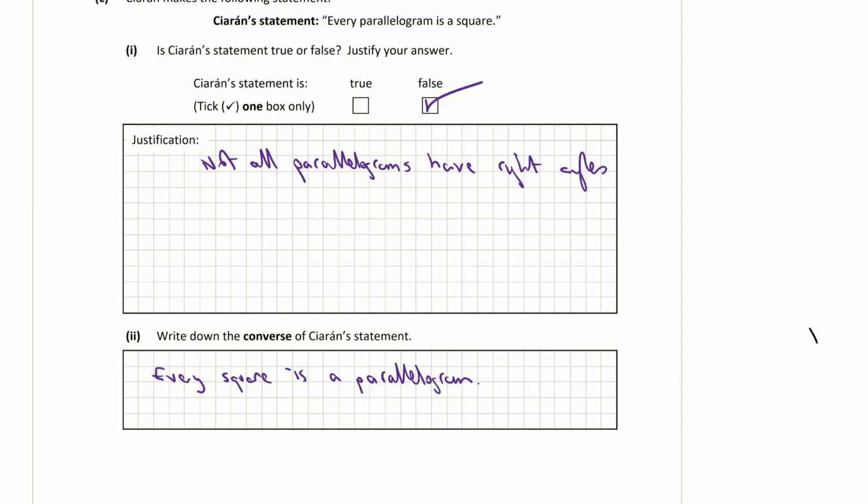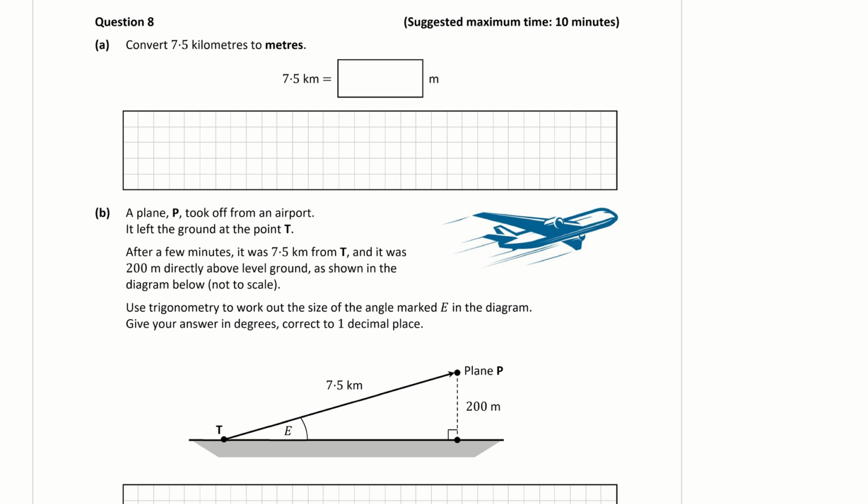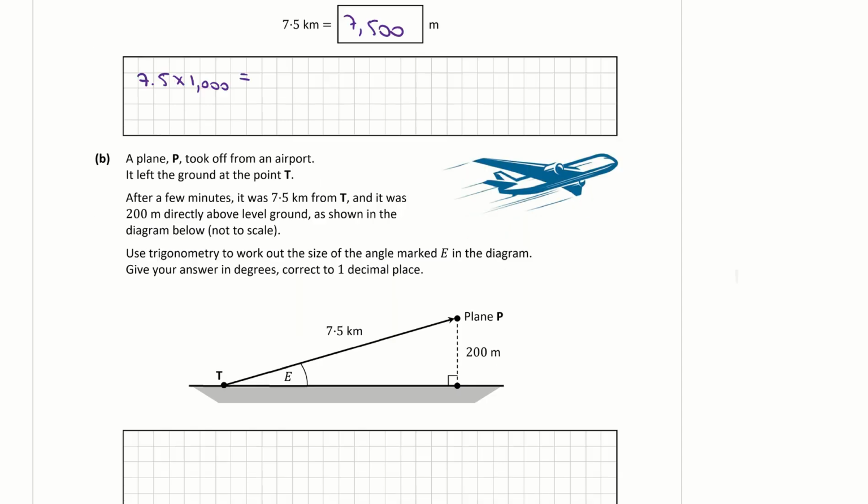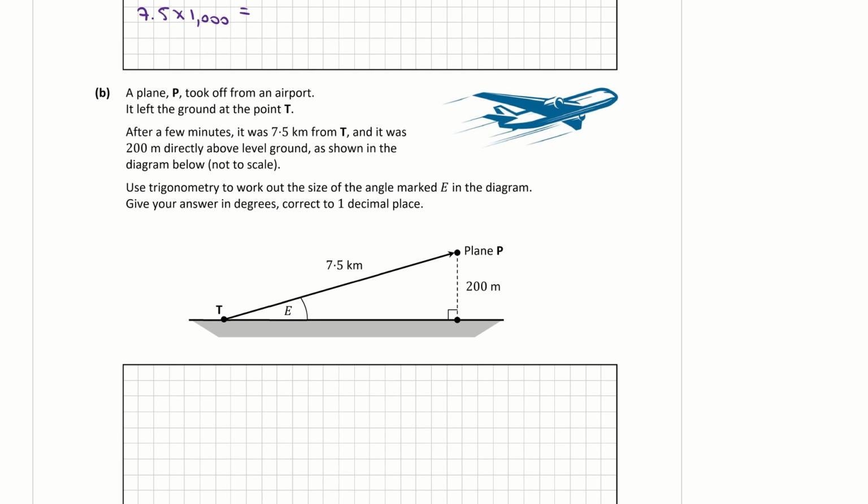Having a look now at question 8. Convert 7.5 kilometers to meters. Kilometers has 1,000 meters, so I'm going 7.5 multiplied by 1,000, and that's getting me 7,500 meters. Part B, a plane P took off from an airport. It left the ground at the point T. After a few minutes, it was 7.5 kilometers from T, and it was 200 meters directly above level ground as shown in the diagram. Use trigonometry to work out the size of the angle marked E.